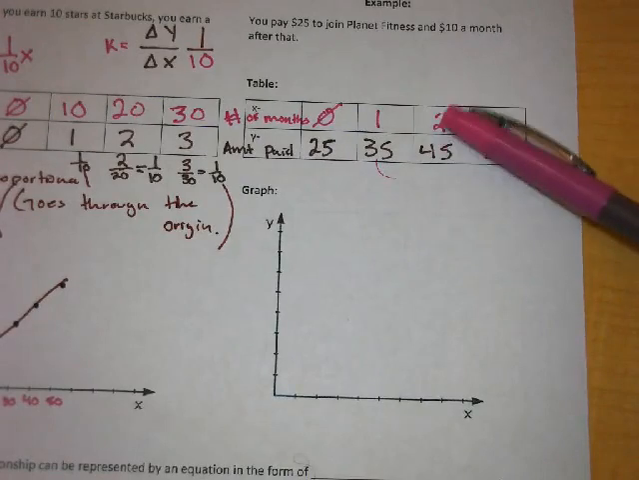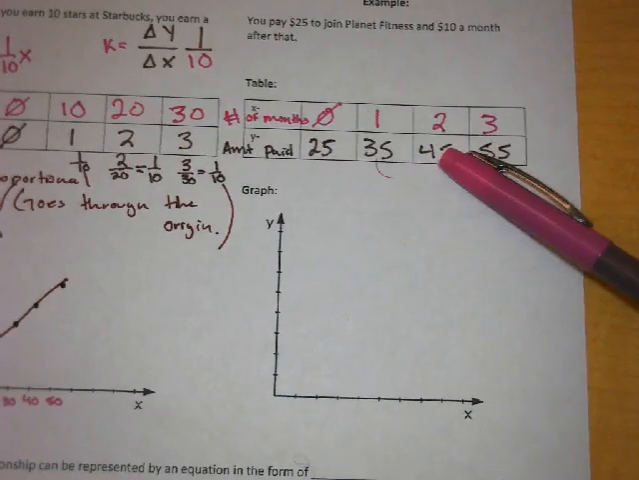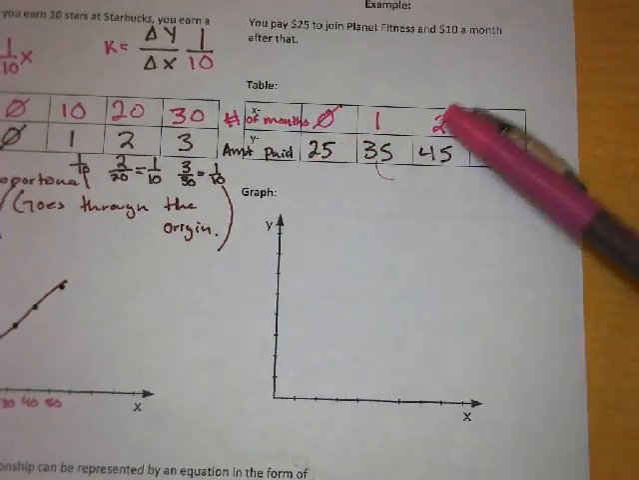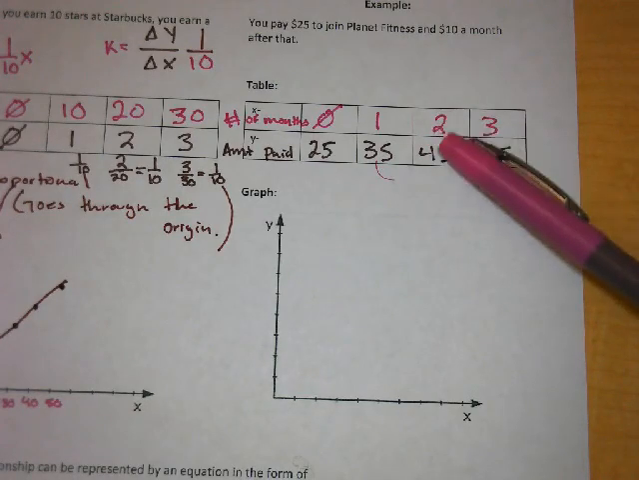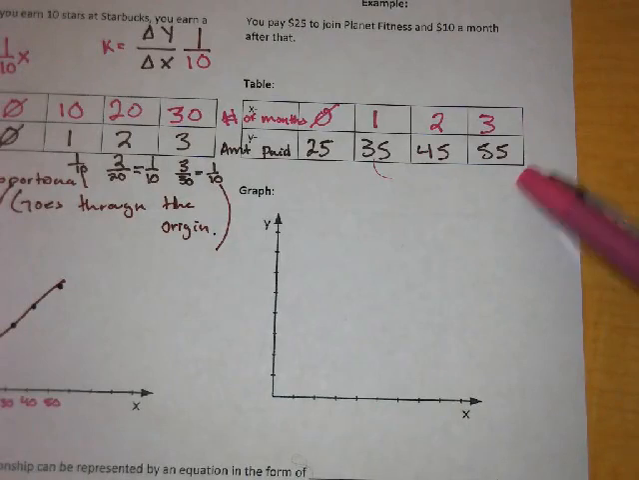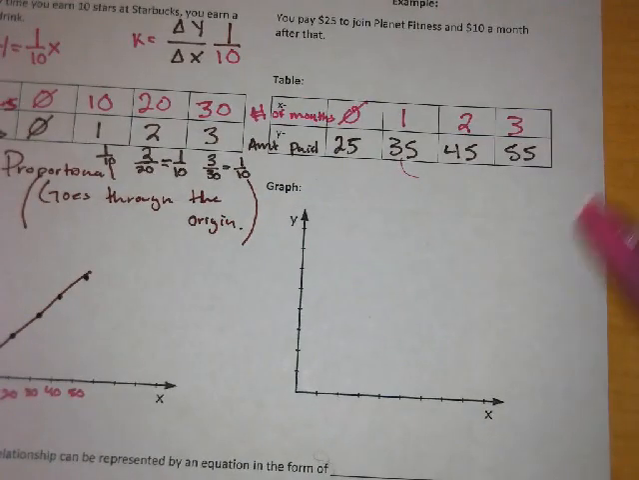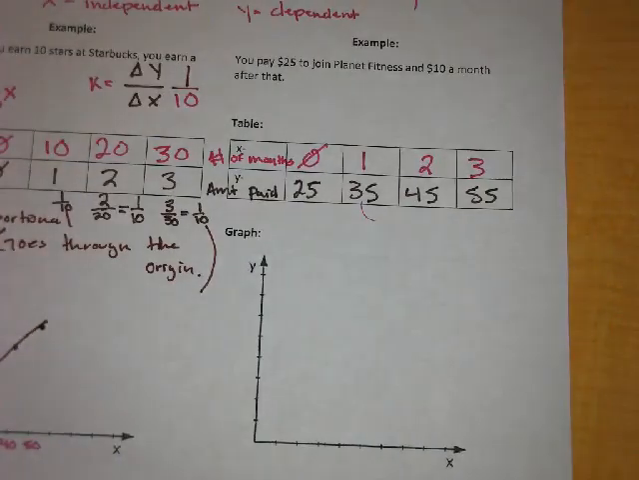And then the second month, I paid $45 total because I started at $25, and then I paid 2 months worth of premium, so it'd be $45. And then the third month, I paid 3 months, so it totals out to $55. And so that's how much I paid total.